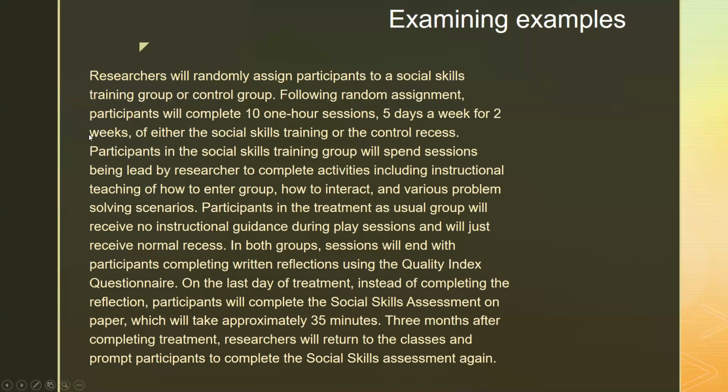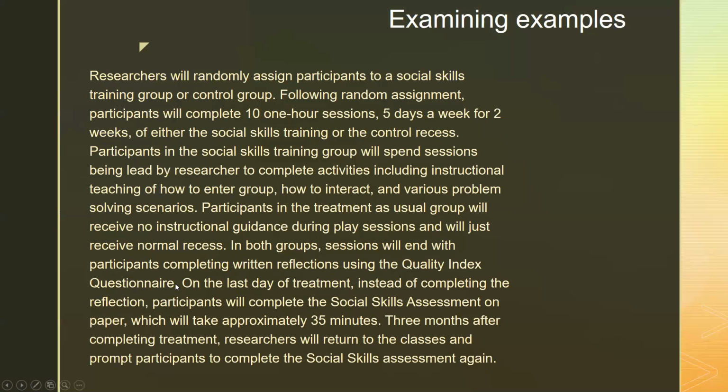Following that random assignment, participants will complete 10 1-hour sessions, 5 days a week for 2 weeks of whatever training they were assigned. Then we discuss what participants in the social skills training group will be doing. And then we discuss what the participants in the control group will be doing. So we're explaining the procedure for both of those different groups. Then we say what happens afterwards for both. After each session, they're going to do some written reflections using the quality index questionnaire.